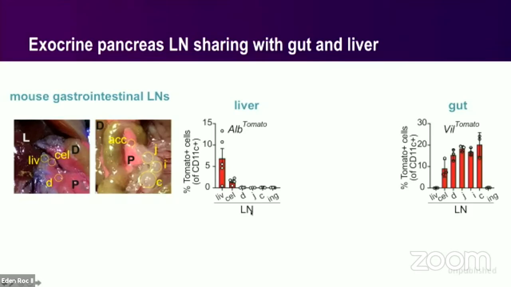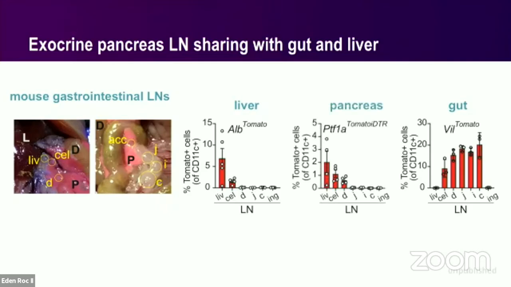If we now do this for the exocrine pancreas by crossing the tomato mouse with PTF1A, we see initially nothing. And that is probably because there's not a lot of cellular turnover. It's almost a post-mitotic tissue. However, when we cross it to an inducible diphtheria toxin receptor mouse and kill some of these exocrine cells, this is what we see. You have the predominant drainage into the liver and the celiac lymph node, and then the duodenal lymph node. But of note, the celiac lymph node also drains the gut.